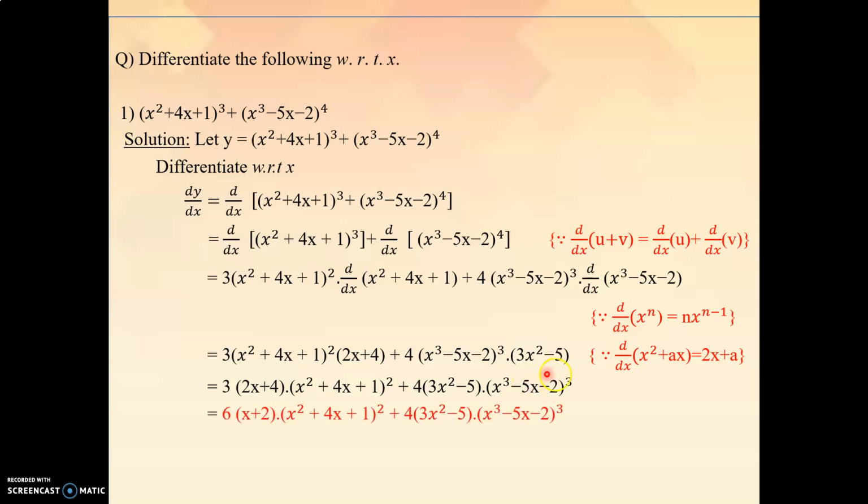Here in the first term you can take 2 outside. So 2 threes are 6 into (x plus 2) into (x square plus 4x plus 1) whole square, plus 4 into (3x square minus 5) into (x cube minus 5x minus 2) whole cube. This is the final answer.